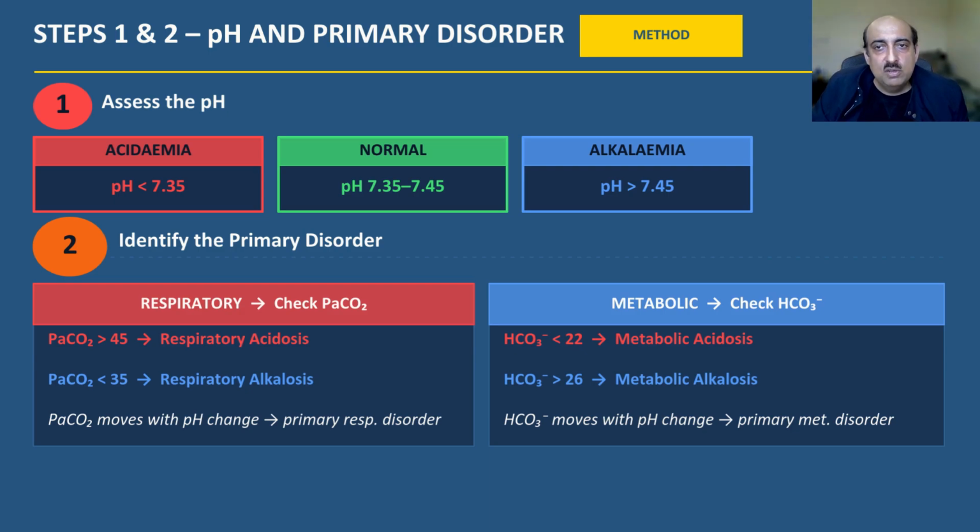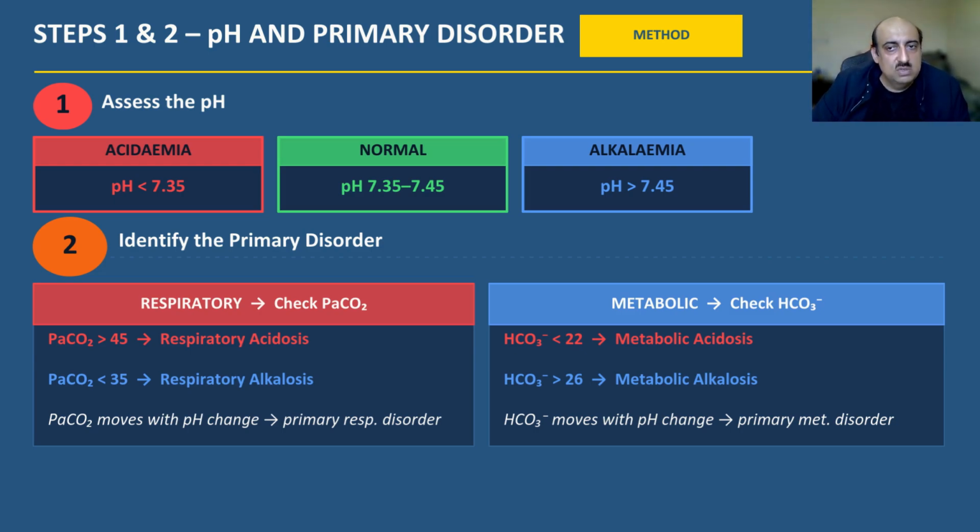Coming to the metabolic component, let's say there is acidosis. When you look at the pH and it's less than 7.35 and you want to see whether it's metabolic or not, you look at the bicarb. Bicarb is a base, it's a buffer. And if the base or the buffer is low, which means the acidosis is due to a primary metabolic disorder. So it's a primary metabolic acidosis.